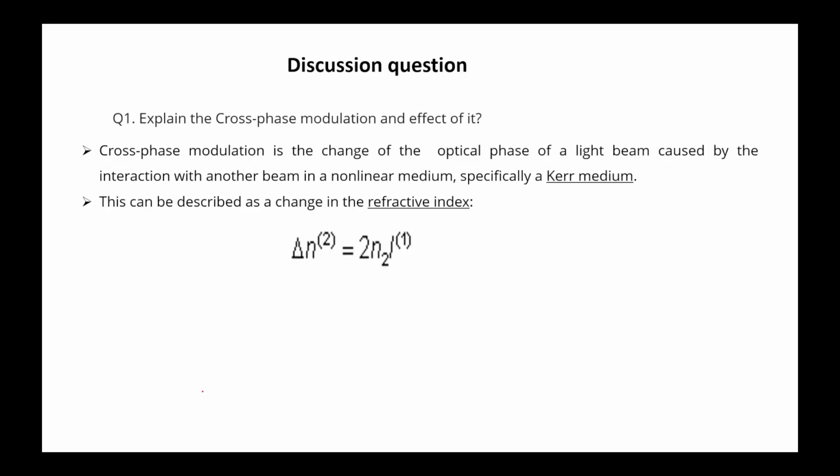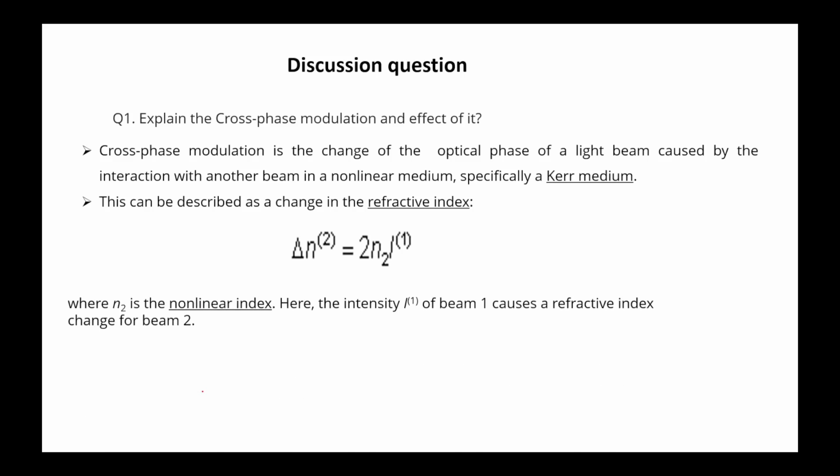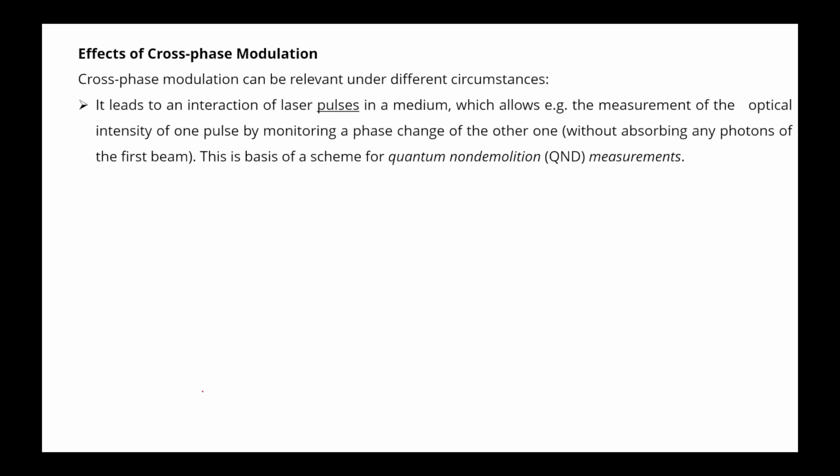The change in refractive index is given by 2n2 I1, where n2 is the non-linear index and I1 is the intensity of beam 1, which causes a refractive index change for beam 2. So the intensity of beam 1 changes the refractive index, and hence the phase, of the second signal. The effect of cross phase modulation allows, for example, measurement of the optical intensity of one pulse by monitoring the phase change of another pulse without absorbing any photon of the first beam.